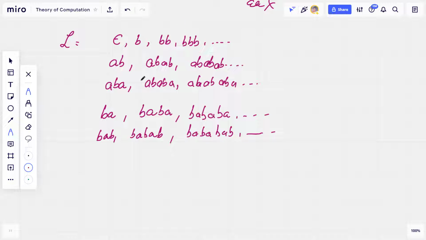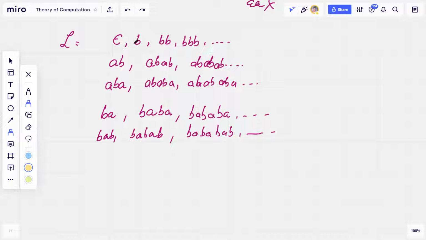So how do we approach this question? First of all, let's find out what the building blocks are, that is, what parts are repeating, because I'm going to repeat them. Forget epsilon; we can tackle epsilon later. So what parts are repeating? First, this b is repeating.